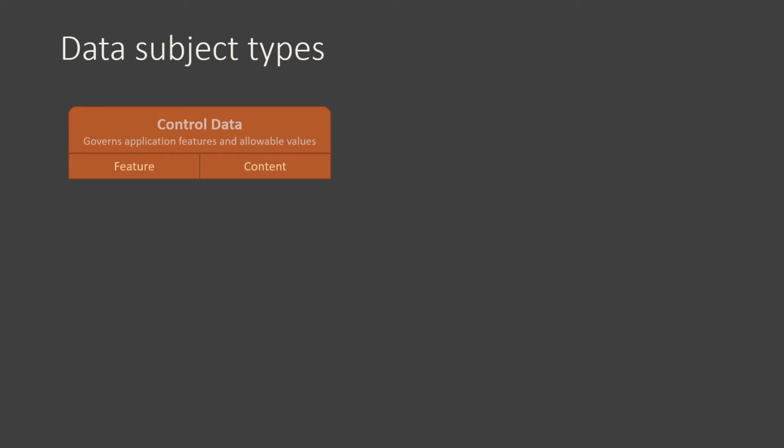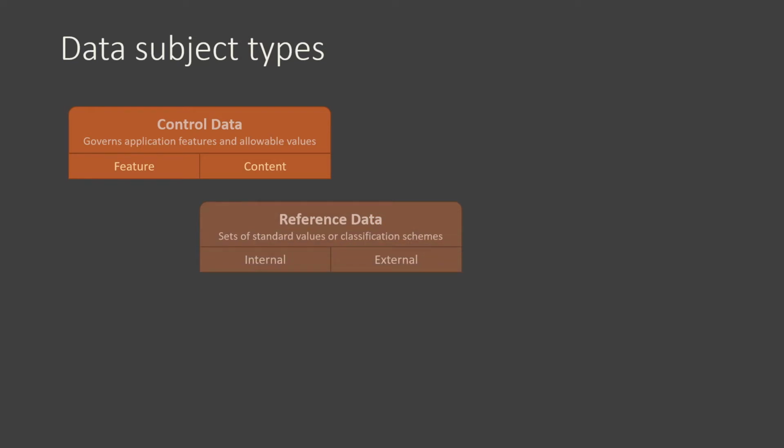The top-level data subject type is control data. This type of data is used to manage system features or access to data content within the information system. Some examples are user role permissions, application security groups. The next data subject type is reference data, sometimes called lookups. These are sets of standardized values or classification schemes that are set up for common use across the enterprise. They can be managed internally or leveraged from external standards groups or outside agencies. Some examples are occupation codes, languages, internet domains, and country codes.